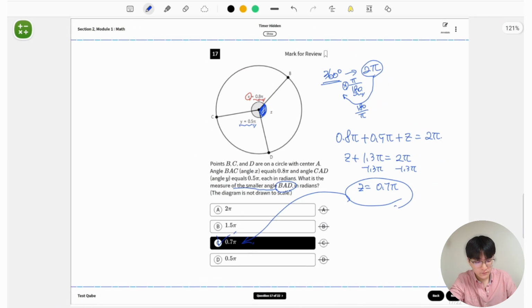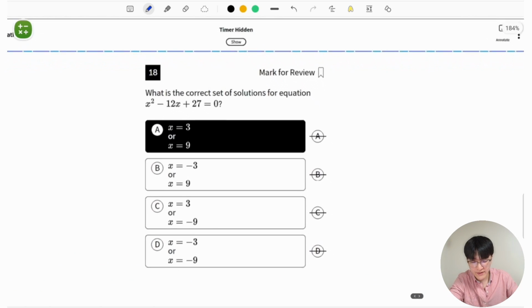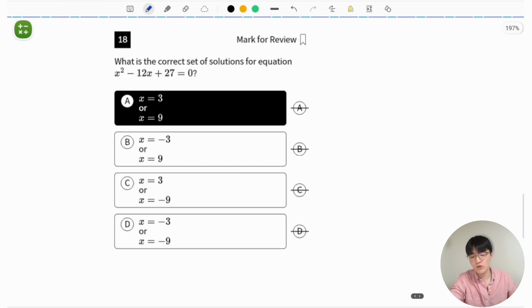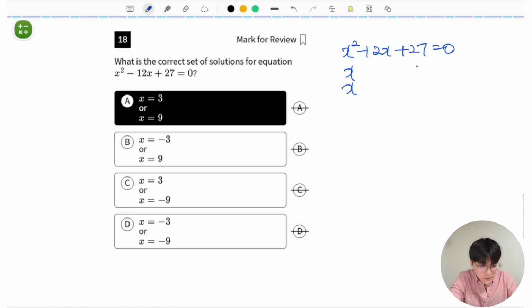Question 18. What is the correct set of solutions for the equation x squared minus 12x plus 27? This is a simple quadratic equation. We just want to solve for x. Can we simply factorize it? It seems like we can, so we get x minus 3 times x minus 9 is equal to 0, and therefore x is equal to 3 or 9.